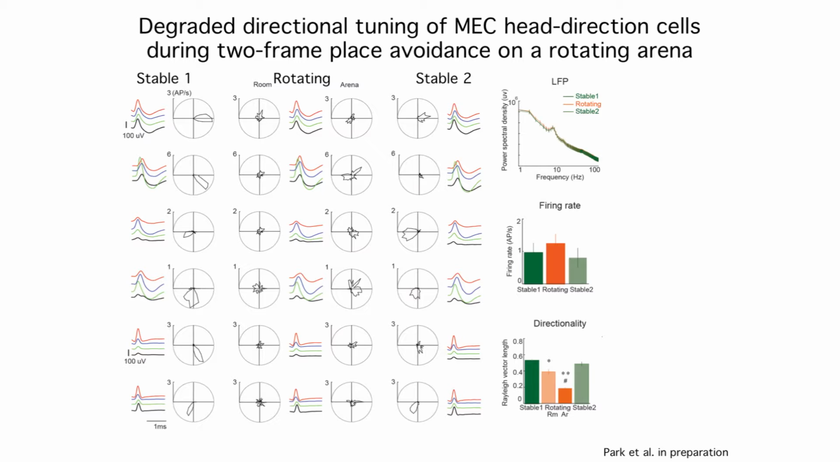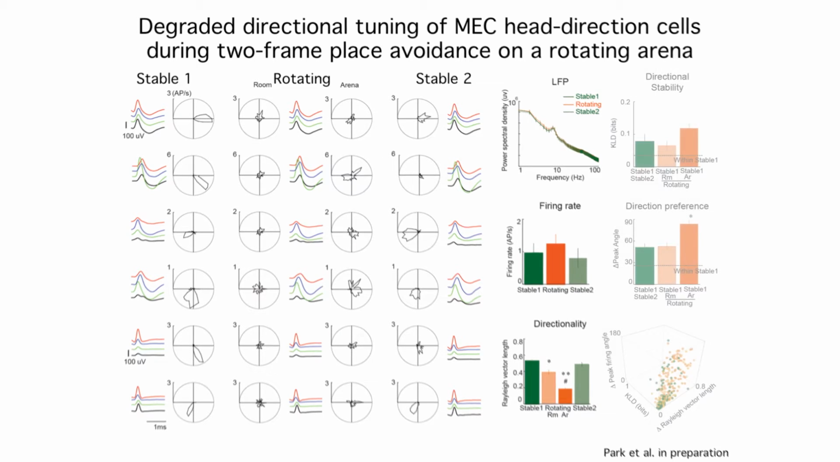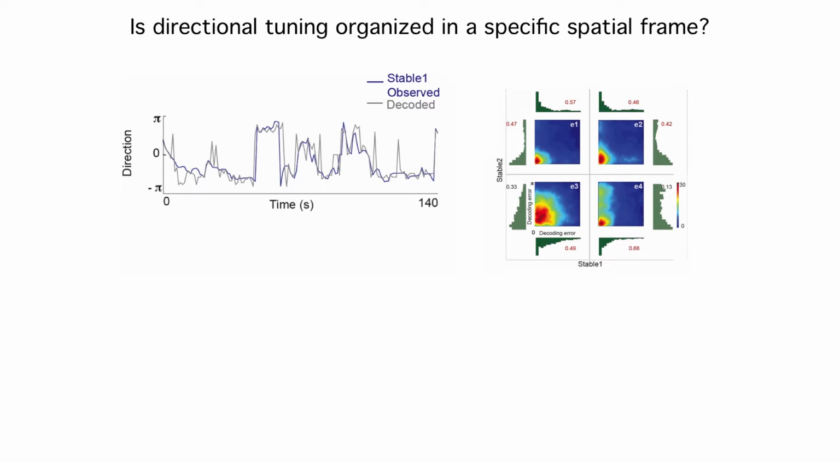Here you can plot the directionality in at least 2 different spatial frames, either the room frame or the arena frame, the rotating frame. It looks bad. You can ask about the directional stability in one way or another, or what happened to the direction preference, how it might have changed. So it's not that the direction signal went away completely, but it became surprisingly degraded. So that was a little disturbing.